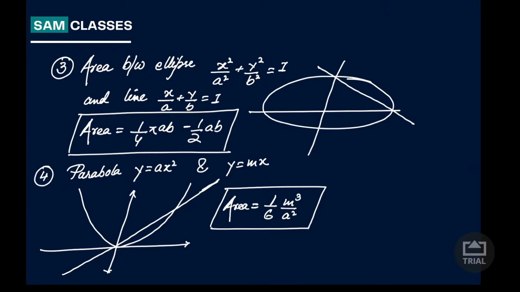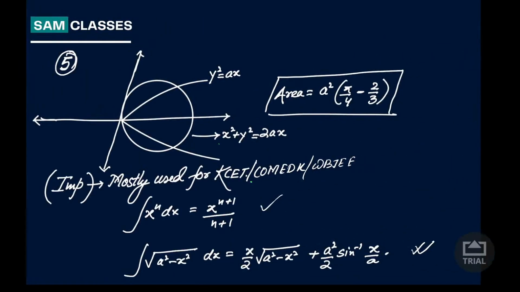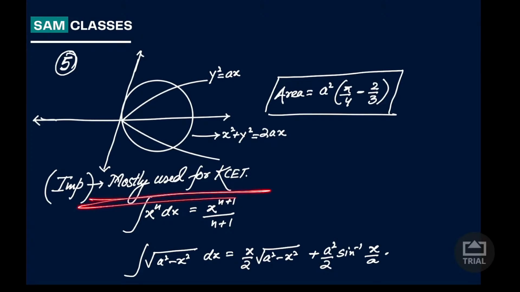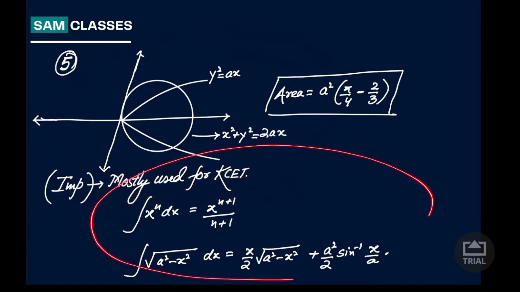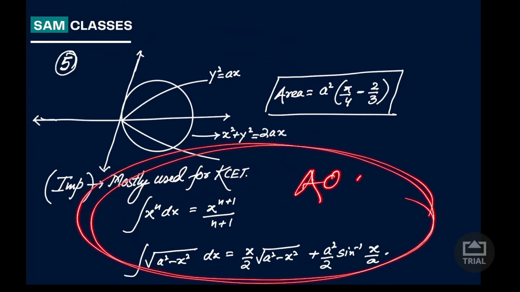Let's see the next one. Next, now we are putting one circle, one parabola. Very, very, very important. This is mostly for CET kids, mostly used. This part and this part of the formula. In a lot of the integration questions in AOI, mostly these two formulas of integrals will keep repeating. So very, very, very important.